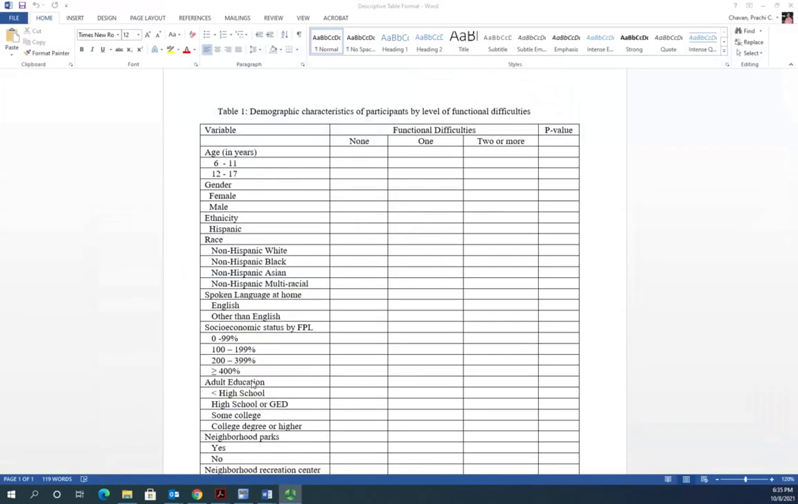actually prepared a table. So in this table you will see that first of all there's a heading, Table 1, and then I have prepared a column wherein I have all the descriptive variables, and over here on the right hand side there are functional difficulties, which is the outcome variable, including a column for the p-value.